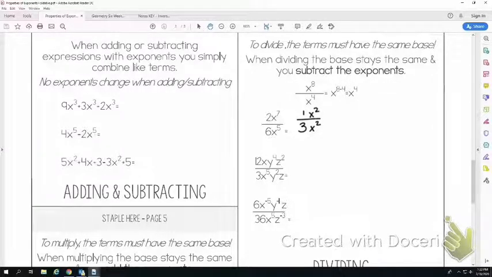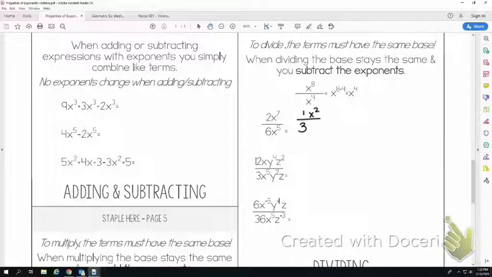Not necessarily. You'd put it in the numerator. And then, if that ends up being negative, you would then move it down to the denominator. Okay, so look at the next one.